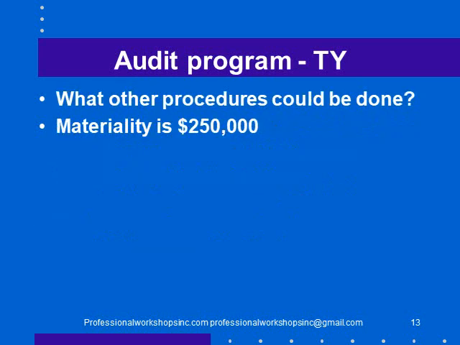And we ask the question, what other procedures could be done? And materiality is $250,000. Now the first thing you should be thinking is, hey, materiality is $250,000. So the client understands they're a big audit, and we're proposing a $420 adjustment.